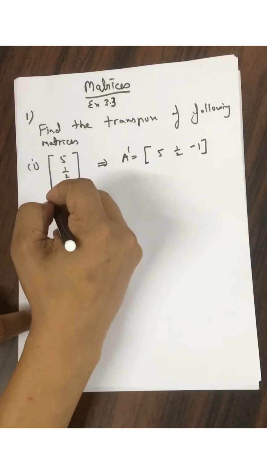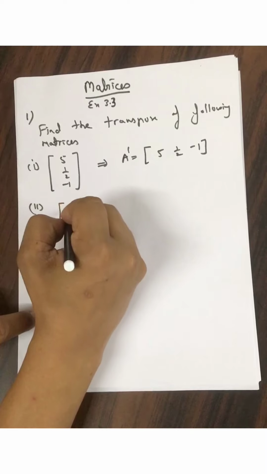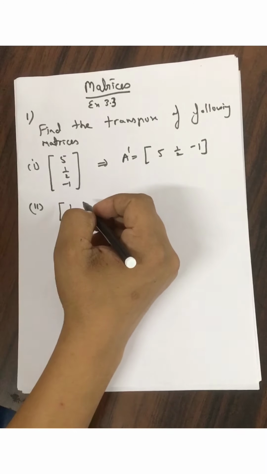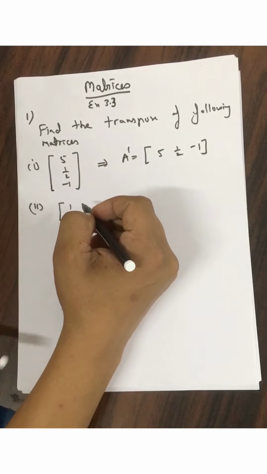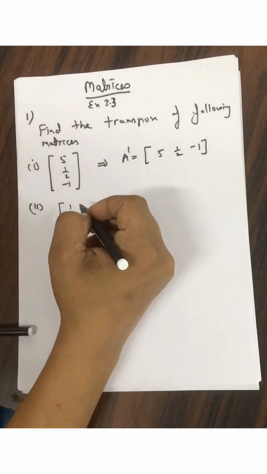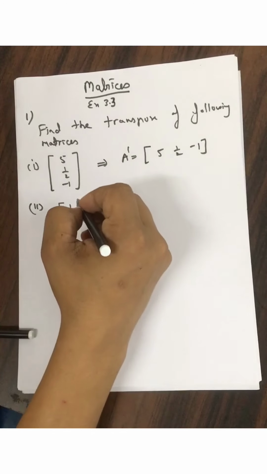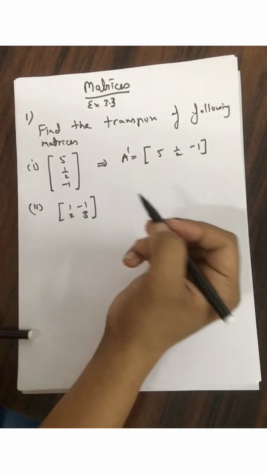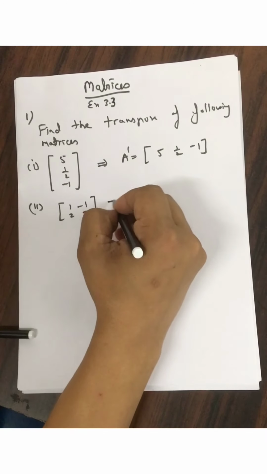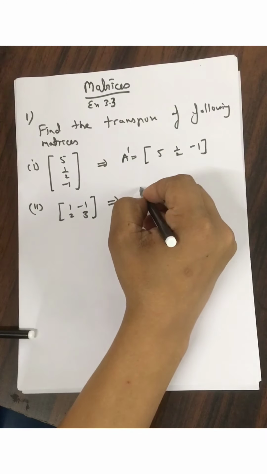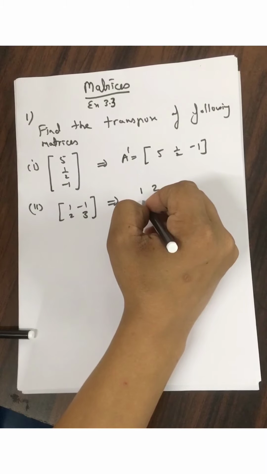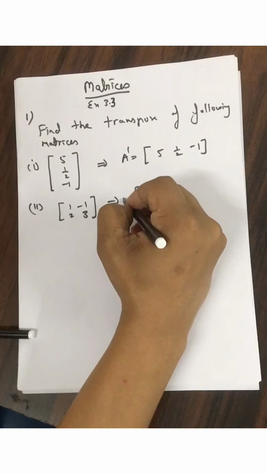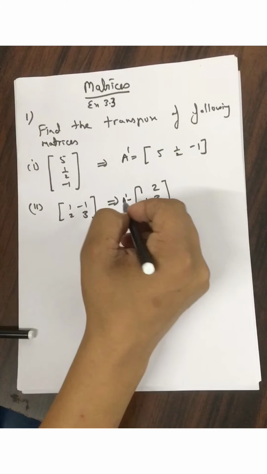Second part also has the same type of 1, 2, this one is -1 and this is 3. Okay, so let's go ahead. So this will become what? 1 and 2 and -1 and 3. Yeah, got it? This is A transpose equals to.